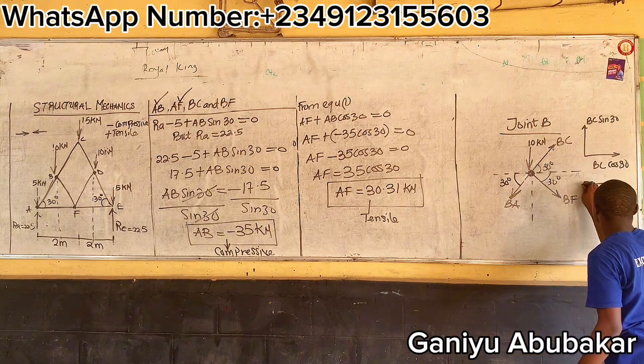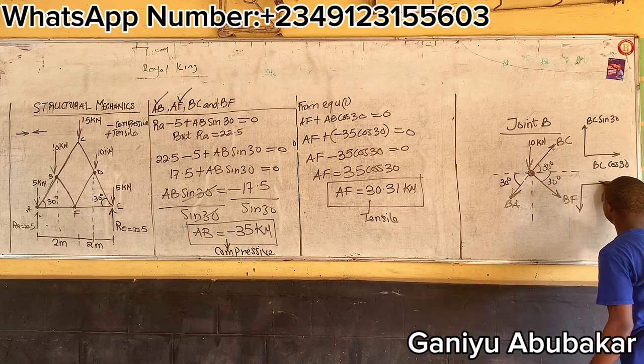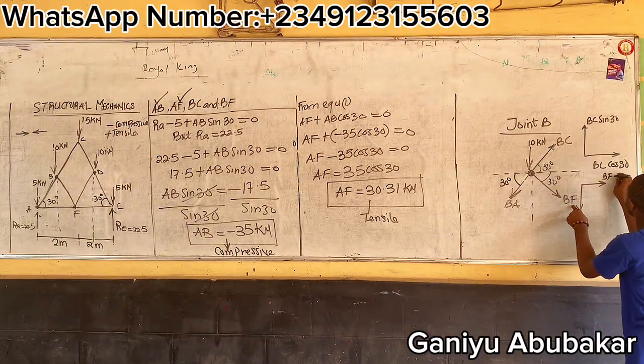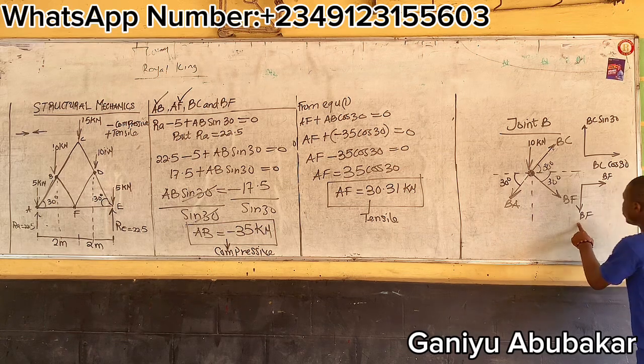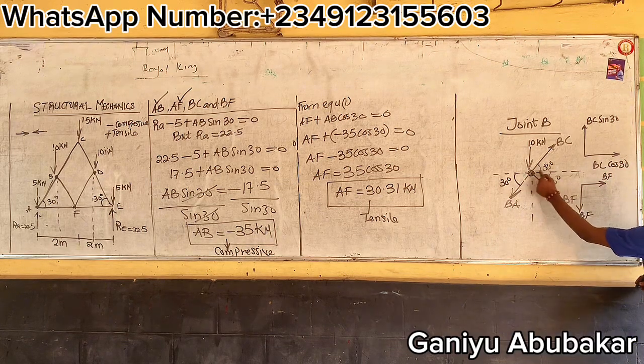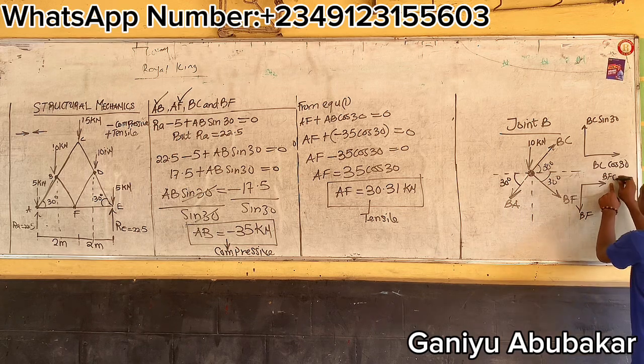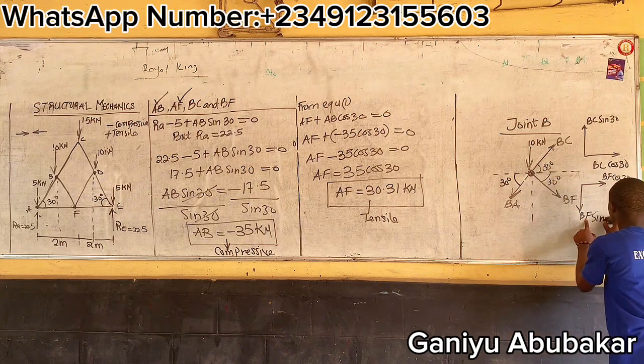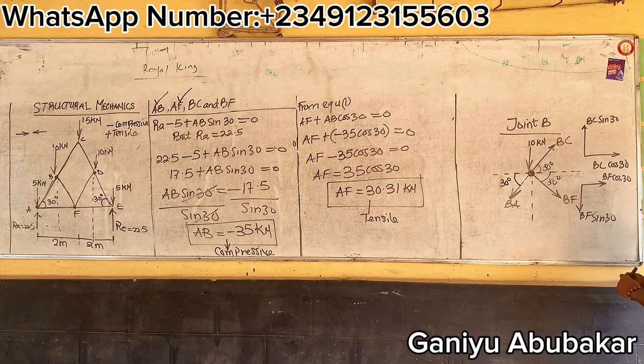What's the force? BF. So BF is constant. The angle is on the horizontal, so that becomes cos 30. Anyway, where your angle is sitting is the cos. Here becomes sine 30. I'm done with this one too.